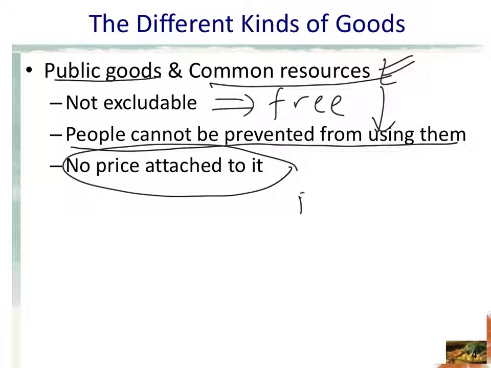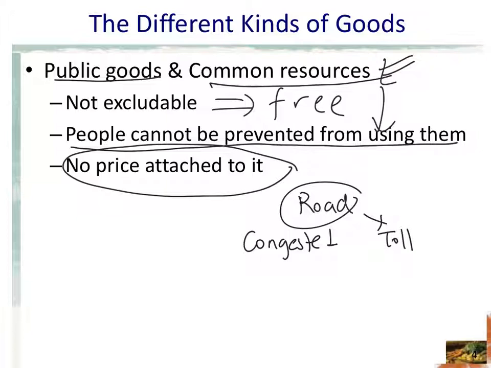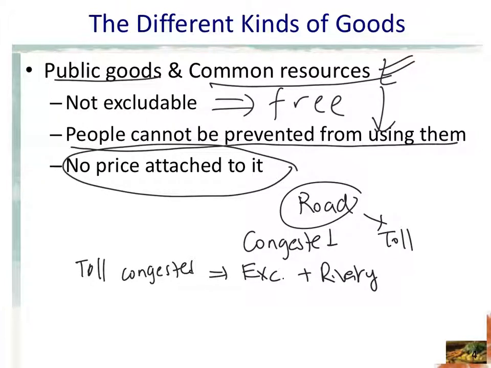So, I want to talk about roads. We can categorize a road in which of the 4 types of goods that we have just learned. And the answer depends on whether the road is congested or not, and whether the road is toll or non-toll. So let's start. If a road is toll, you pay for it, and congested, then it is both excludable plus rival in consumption. Because if you are on the road, there is less room for others to get onto the road. For that reason, this is a private good.